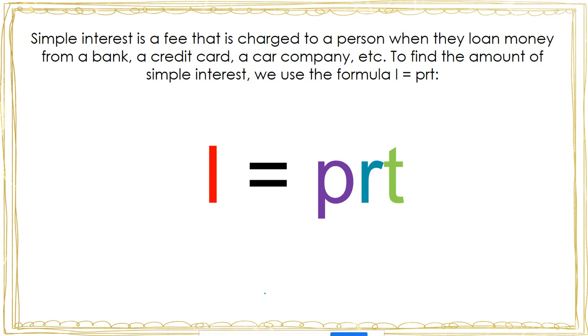Simple interest is a fee that is charged to a person when they loan money from a bank, a credit card, a car company, or other places. To find the amount of simple interest, we use the formula I equals PRT.